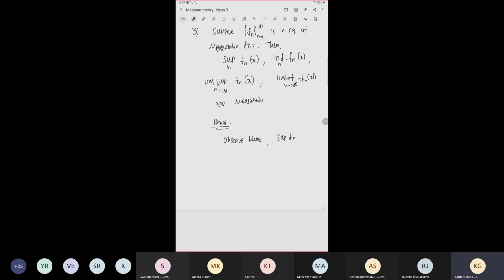The supremum of f_n is measurable. Saying the supremum of f_n is measurable is equivalent to the following. So this particular function, the supremum over n, we want to show is measurable, but we observe that it is equivalent to saying union of f_n. So if the supremum is bigger than a, then the function is bigger than a.